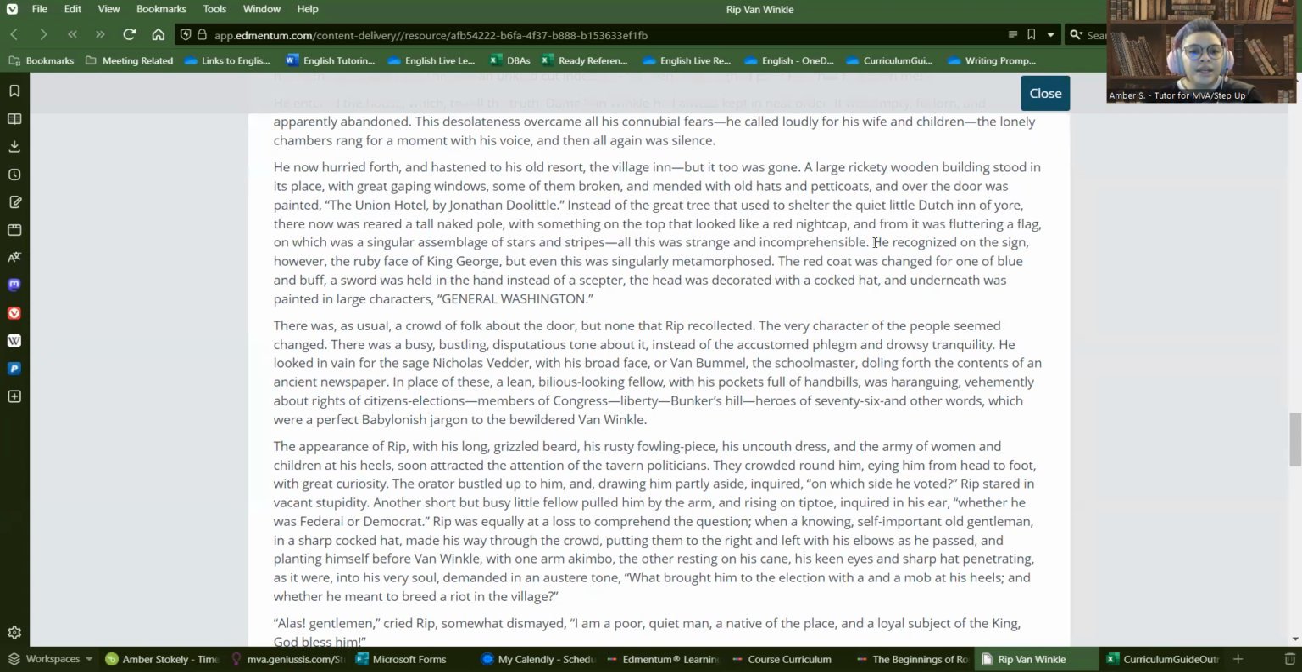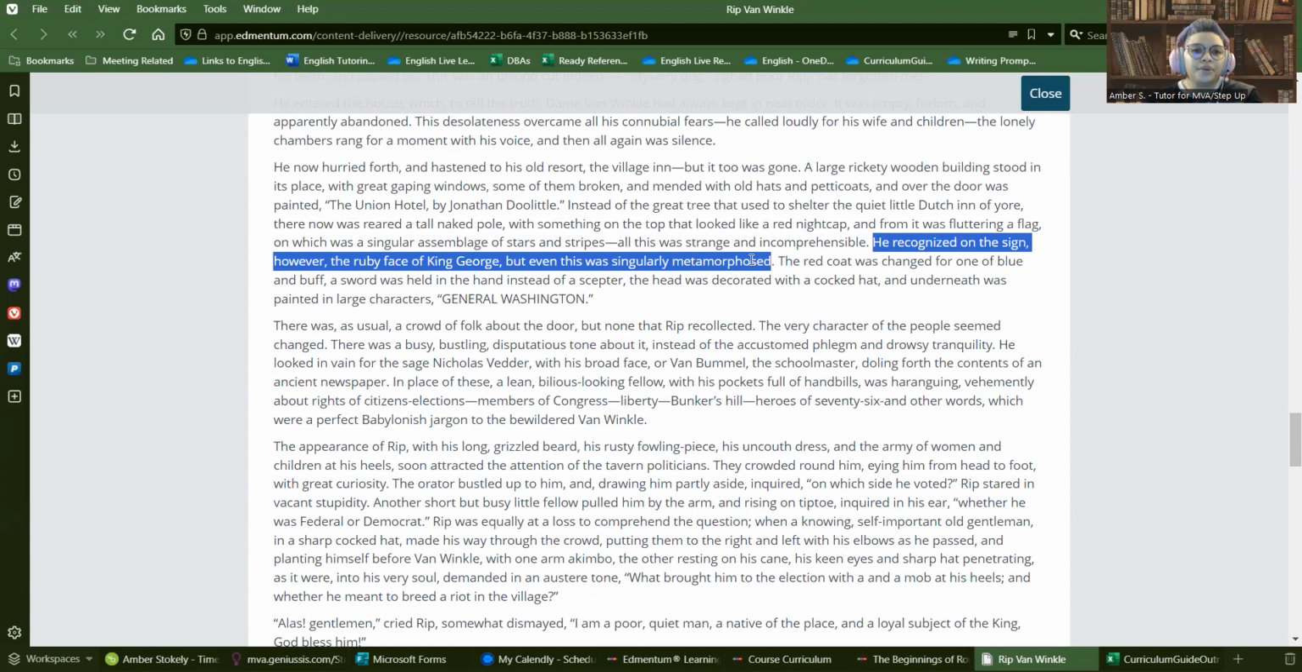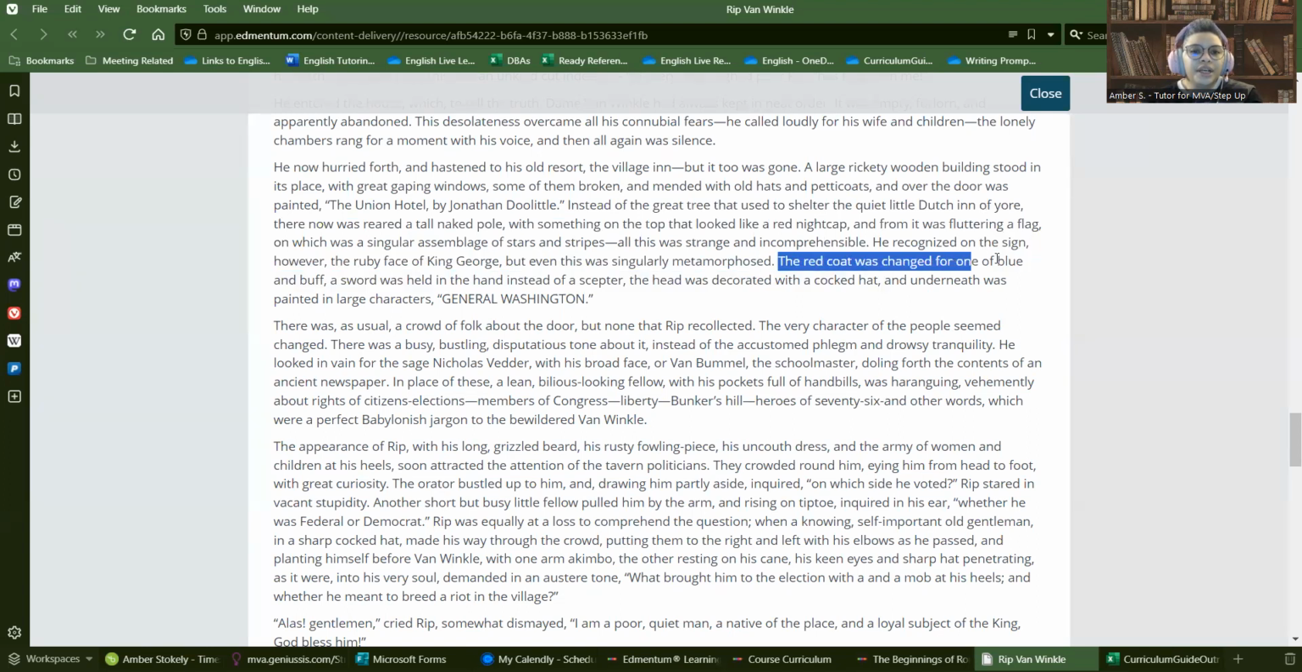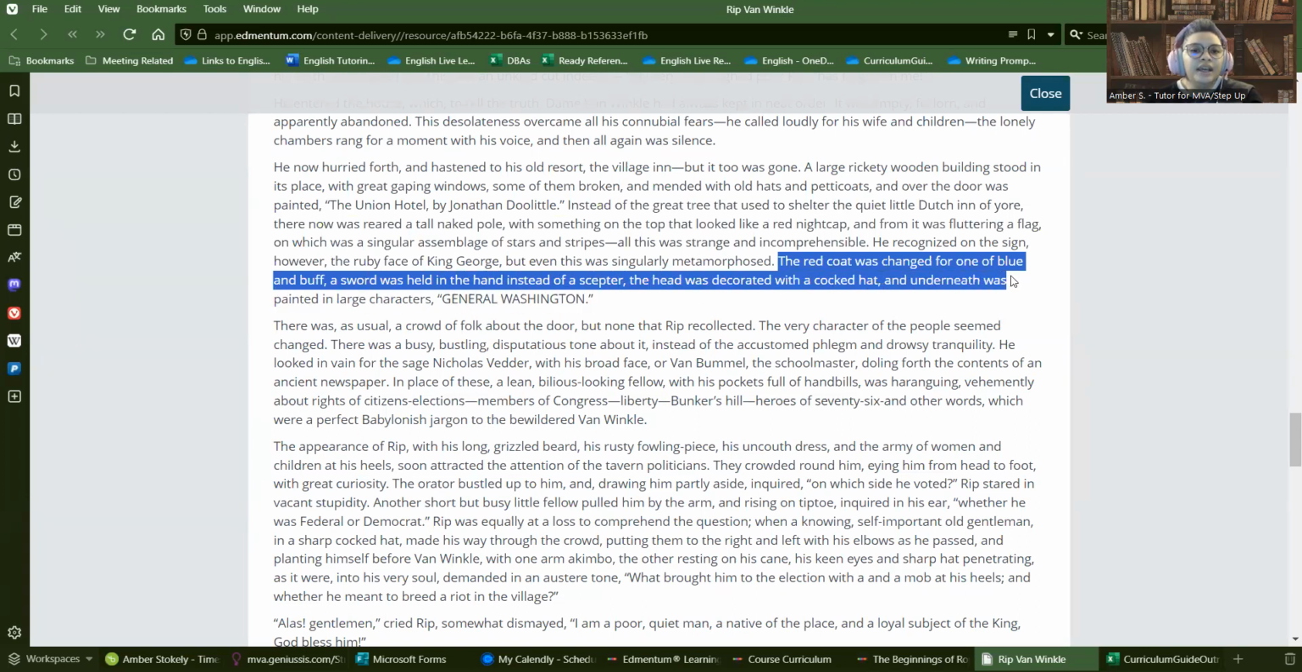So it says he recognized the sign, however, the ruby face of King George. But even this was singularly metamorphosed. So metamorphosed means changed. It's a fancy word for change, transformed. The red coat was changed for one of blue and buff. A sword was held in hand instead of a scepter, and the head was decorated with a cocked hat, and underneath was painted in large characters General Washington.